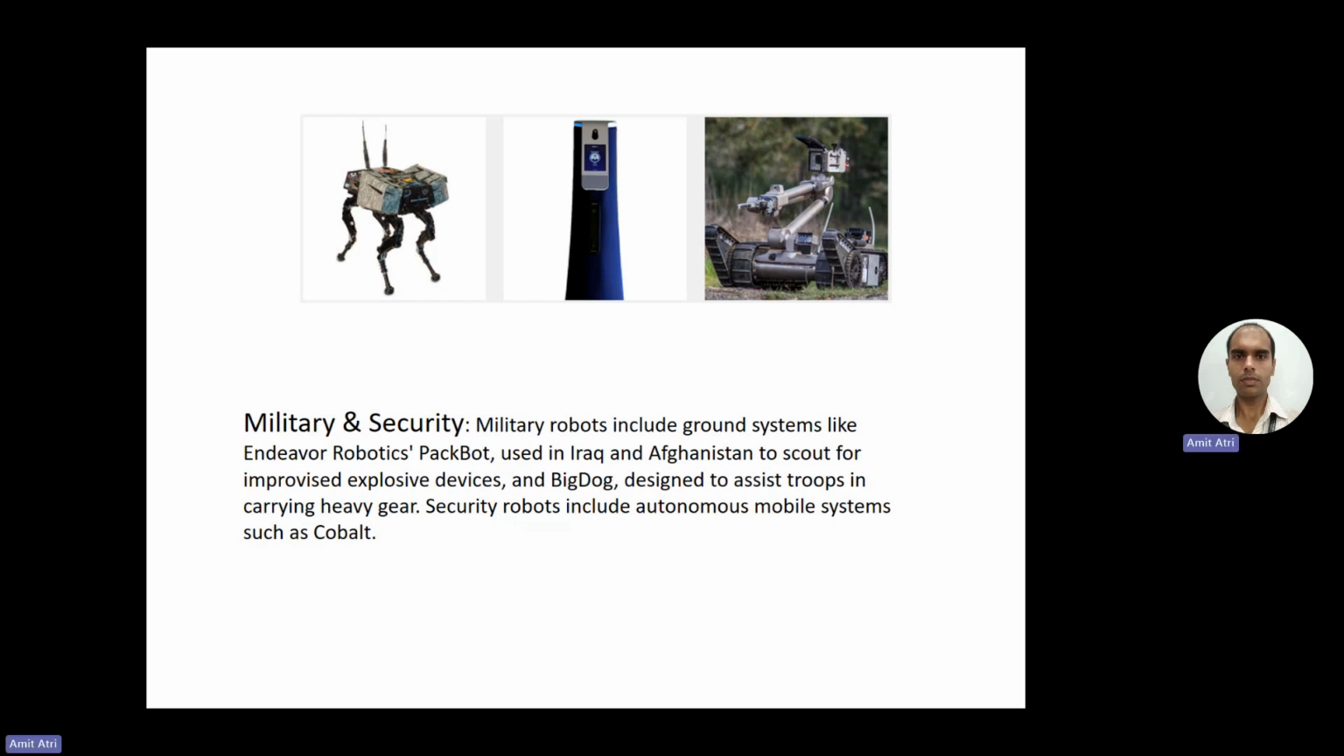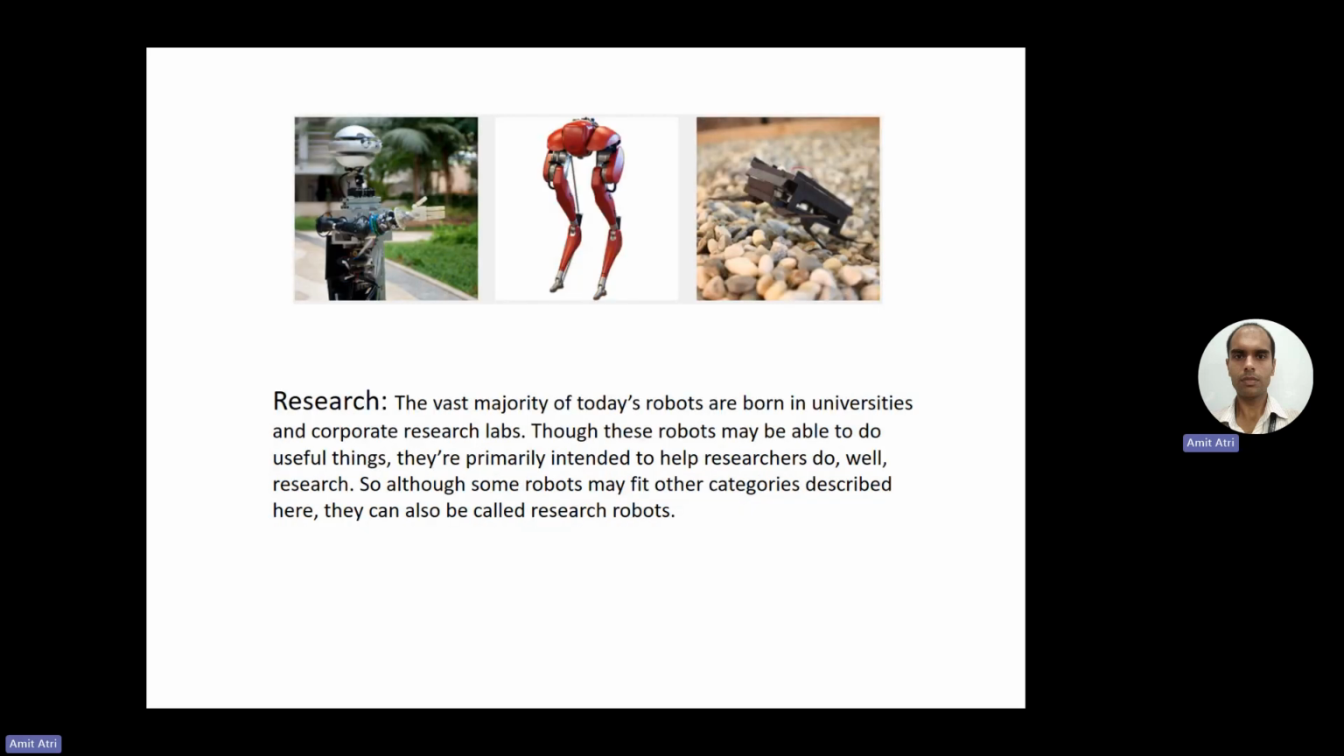The next sector is research. A vast majority of today's robots are built, assembled and designed in universities and research labs, and in the corporate sector. These robots may be able to do useful things, but they are primarily intended to help researchers do research. So they are assisting in research, and performing some tasks very difficult for human beings to perform in research. These types of robots can also fit in other categories, just as we have discussed.